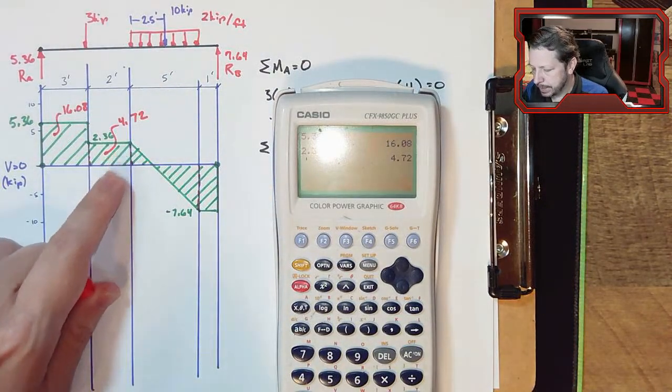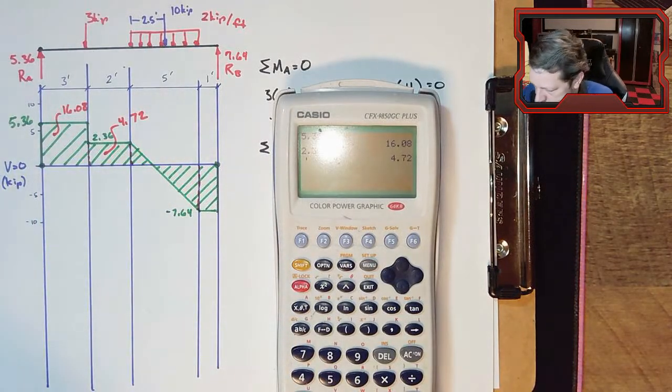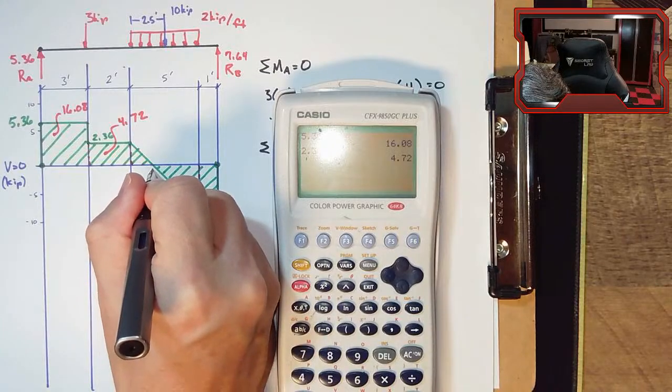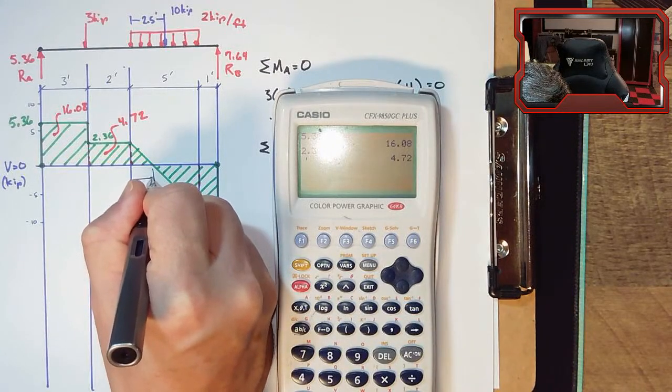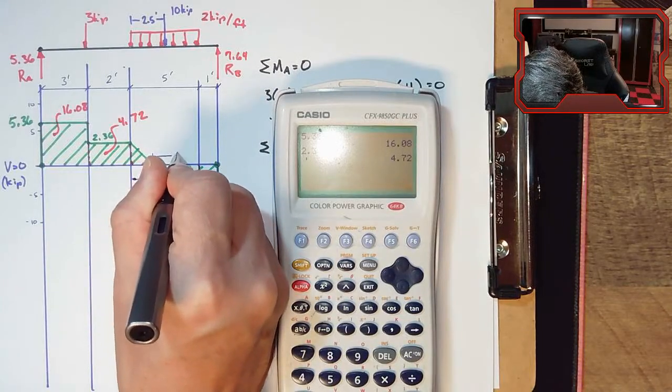This one, we know the height, 2.36. We don't know this base, though. So we have to do a little bit of extra calculation to figure out this distance. And once we figure out this distance, we also can figure out this distance pretty easily.